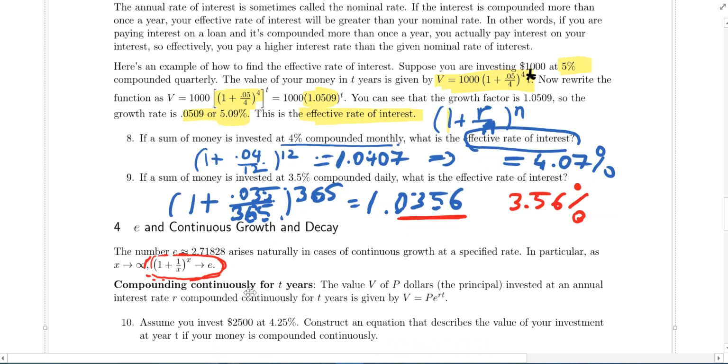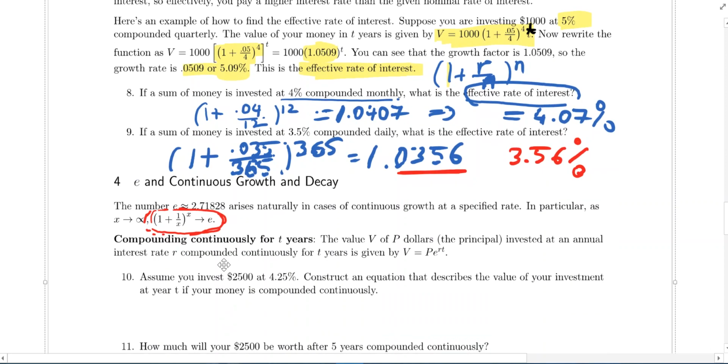So then that's when the new formula comes into place. If you are told that the value V of P dollars is compounded continuously, so this is the keyword you want to look for, compounded continuously, basically you're changing that (1 plus 1 over n) to the n power to e, and this becomes the formula that you're going to use when you're told that the interest is compounded continuously. V equals P e to the RT, PERT, okay?